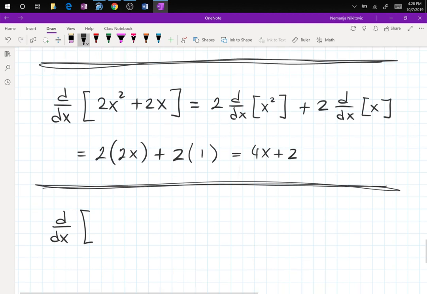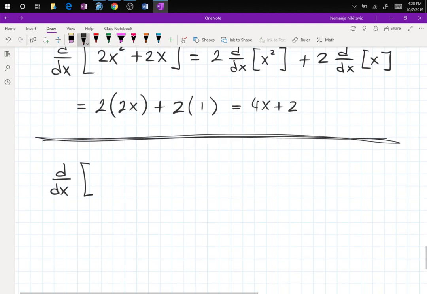Here's something for you guys to enjoy. So how about 4x to the 6 plus 3e to the 2x? Yep, you break them down into 2 separate derivatives. You kick out 4, you kick out 3. Yep. Go ahead. Have fun.